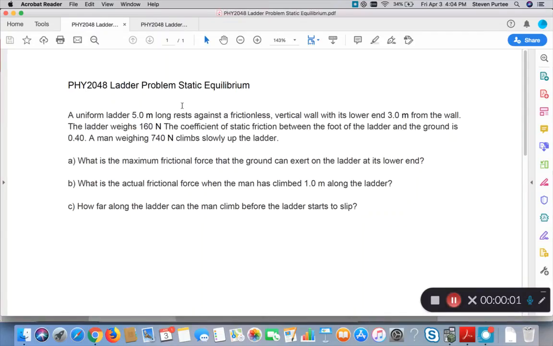Okay, this is a great static equilibrium problem. Pause the video and read the question. Make sure you understand it. Okay, hopefully you've done that.